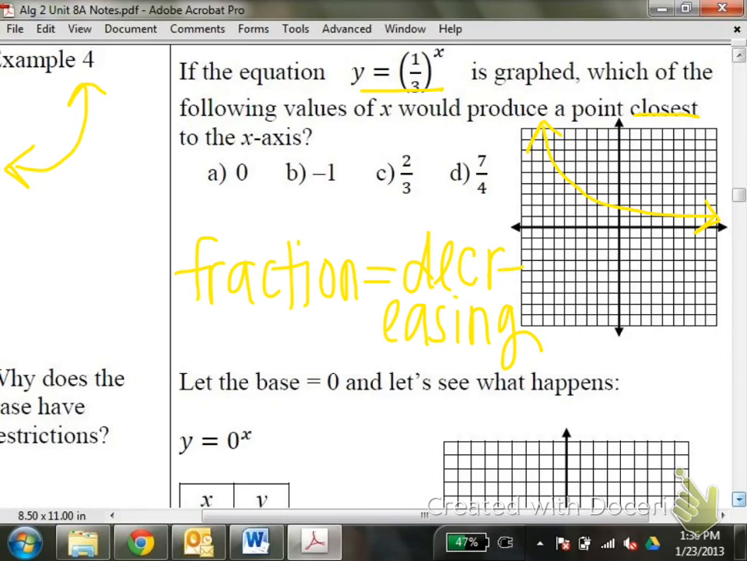So look at your answer choices, A, B, C, and D. Which one is biggest? B? I hear some C and I hear some D. D is 7/4. How can you rewrite 7/4? 1 and 3/4, right? Is 1 and 3/4 bigger or 2/3 bigger? 1 and 3/4, so your answer is D. Okay, so if you have a fraction, your graph is decreasing. If it's just a number, your graph is increasing.